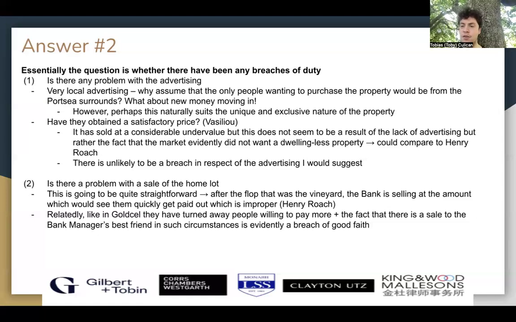If you look, they're selling at 500, which is pretty much exactly what they need. So that's improper in and of itself, but relatedly, they've turned down people willing to pay more, which is really bad. And the fact that there's a sale of this nature to the bank manager's best friend, who's responsible for running the sale, is evidently a breach of good faith.